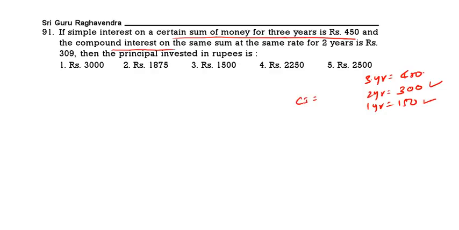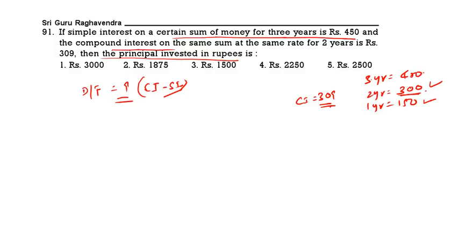So compound interest for 2 years is 309. Simple interest is 300. What is the difference we are getting? 9 rupees. 9 is the difference of compound interest and simple interest. That is okay. Then what is asked in the question? We have to find the principal.